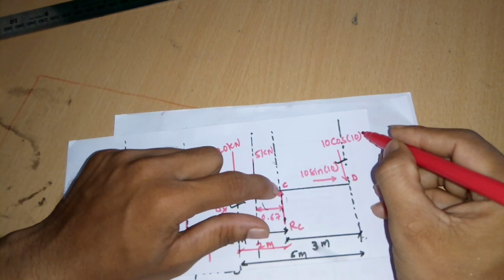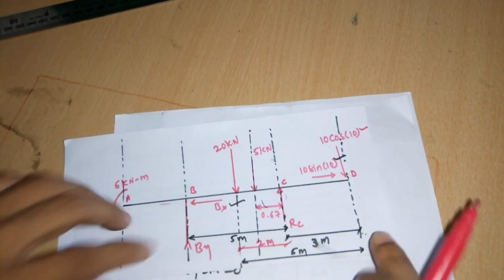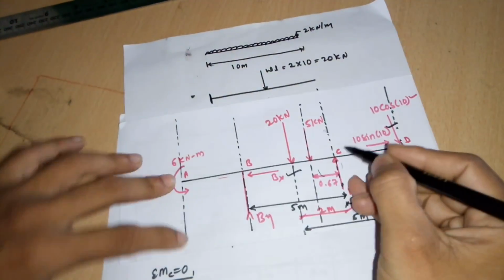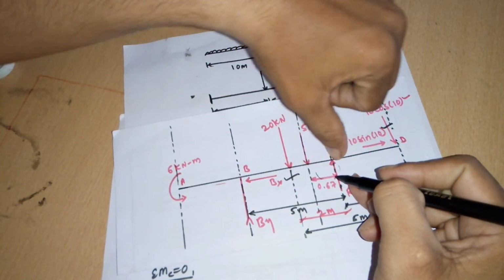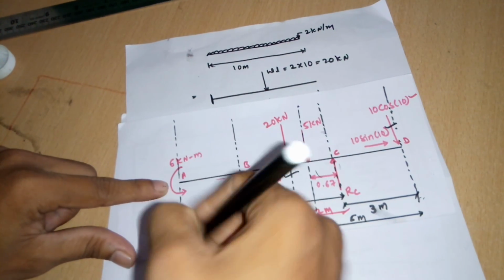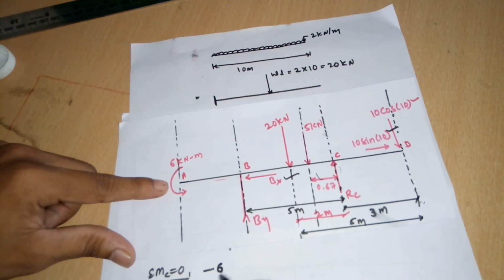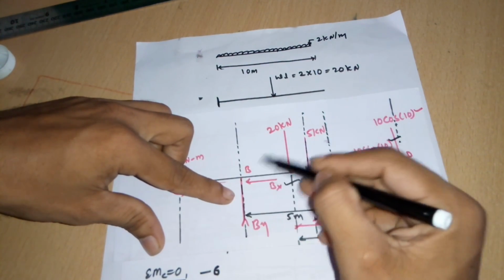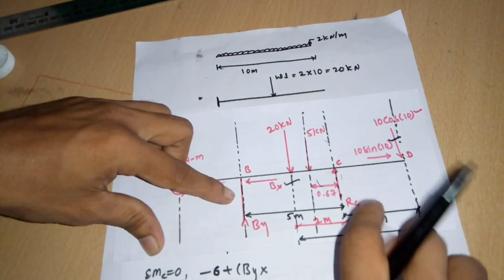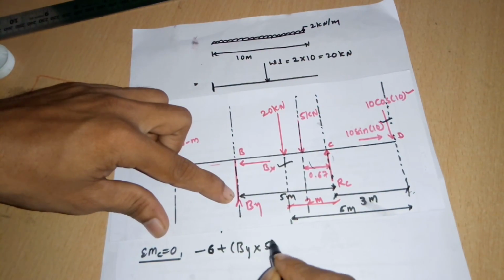Then next, here one more vertical force is there, and its perpendicular distance is given, that is 3 meter. Now find the moment. Point C is the point of consideration. Starting from this end, it is anti-clockwise, so it is -6. Then next, coming to this one, it is clockwise, so it is plus By, and the perpendicular distance is 5 meter, it is 5.